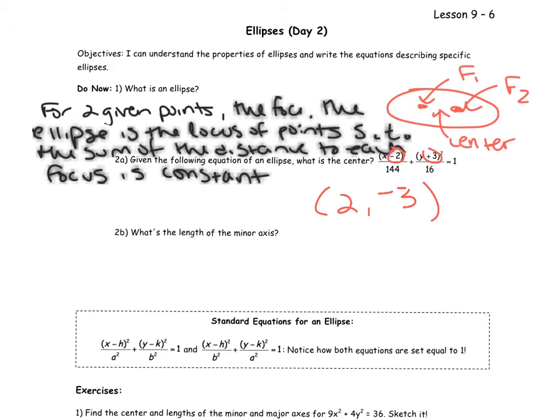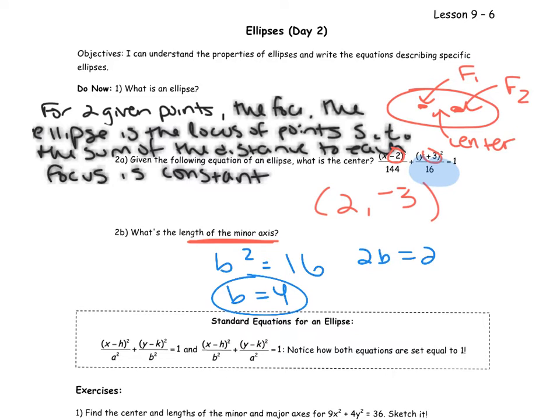And I ask for the length of the minor axis. The minor axis is going to be the smallest value. So there's our smaller value, and that is b squared. So I have b squared equals 16, which means b is equal to 4. And the minor axis is always twice the b value. So I have 2 times 4, which is 8. So there's my minor axis value.